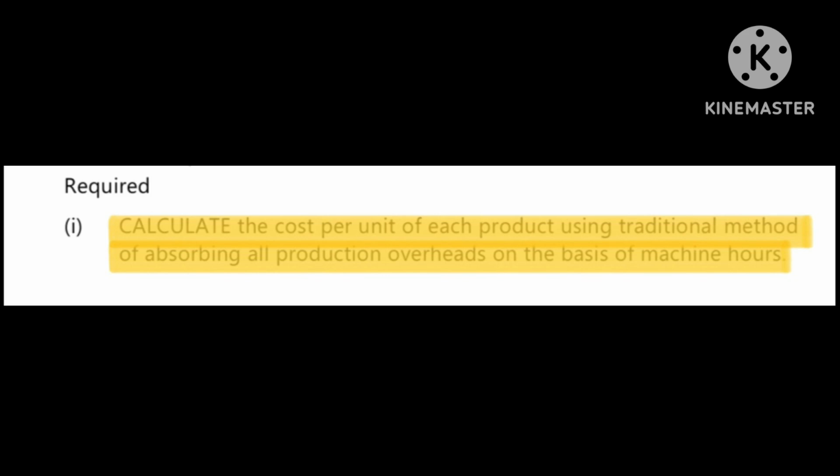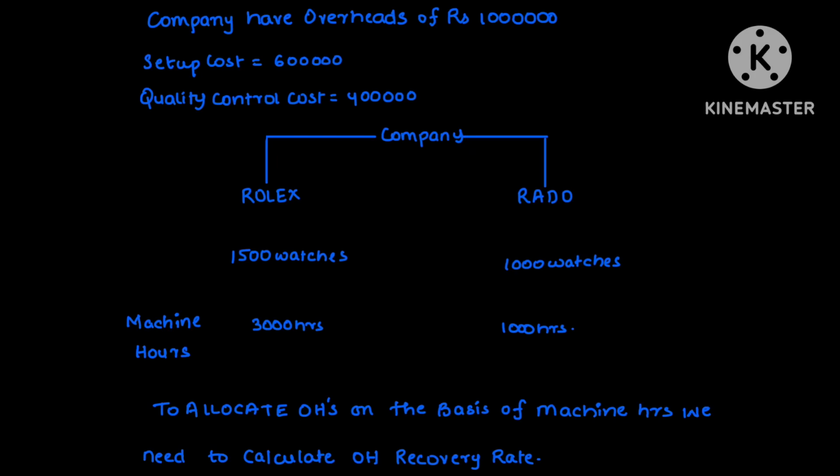Now let us understand why the traditional method is not accurate. Suppose a company has overheads related to setup cost and quality control cost of rupees 10 lakhs, in which setup cost is 6 lakhs and quality control cost is 4 lakhs. The company produces two watches, one is Rolex and the second is Rado. The company produces in a month 1500 pieces of Rolex watch and 1000 pieces of Rado watch, and the machine hours incurred for Rolex watch is 3000 hours and for Rado watch is 1000 hours.